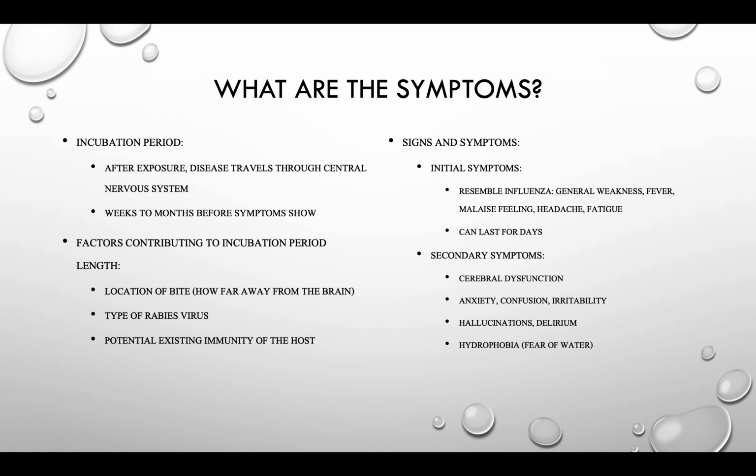Location of the bite, meaning how far away it is from the brain, all depends on how the virus will travel through the system. The type of rabies virus that you get infected with also matters, since there are several different types, which we'll also discuss. Some are more severe than others, and some will determine the fatality rate that you may or may not suffer if you are bitten by a rabid animal. Lastly, there is the potential existing immunity of the host. If you have immunity, whether you've been bitten before, been vaccinated, or just have some weird immunity that none of us are aware of, that will determine how the virus manifests in your body.